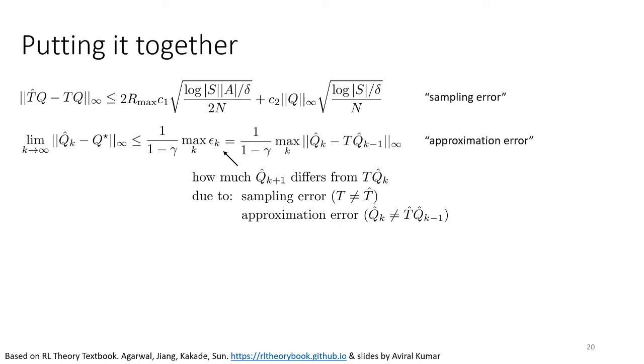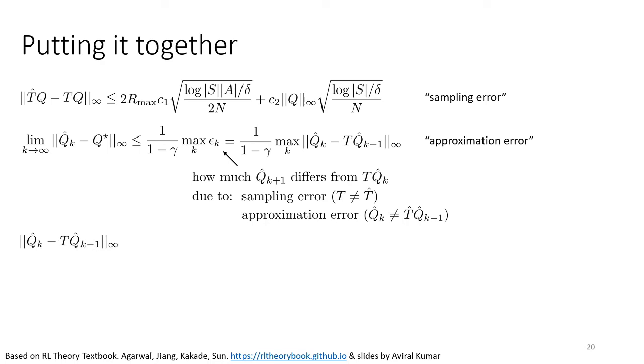So stated another way, that bound from the previous slide can also be rewritten as the limit as k goes to infinity of ||Q hat k minus Q star|| is less than or equal to 1 over 1 minus gamma times the max over all of your iterations of ||Q hat k minus T Q hat k minus 1||. Right, so this contains both kinds of errors because there's a T in there, so if you're actually backing up using T hat instead of T, you'll have an error there, and it contains the approximation error due to an imperfect fit. So let's just examine what this quantity is.